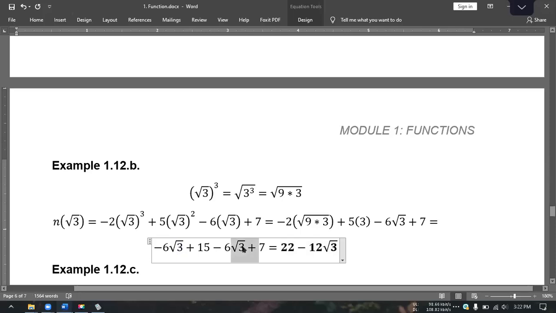So we have negative 6 minus 6, which is negative 12. And then just copy the radical square root of 3. And of course, the whole numbers, 15 plus 7 is 22. Okay, so our final solution would be 22 minus 12 square root of 3.